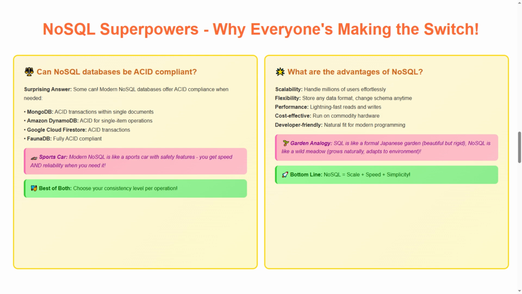Let's look at our sports car analogy section. Sports car. Modern NoSQL is like a sports car with safety features. You get speed and reliability when you need it. Here's our best of both section. Best of both. Choose your consistency level per operation.